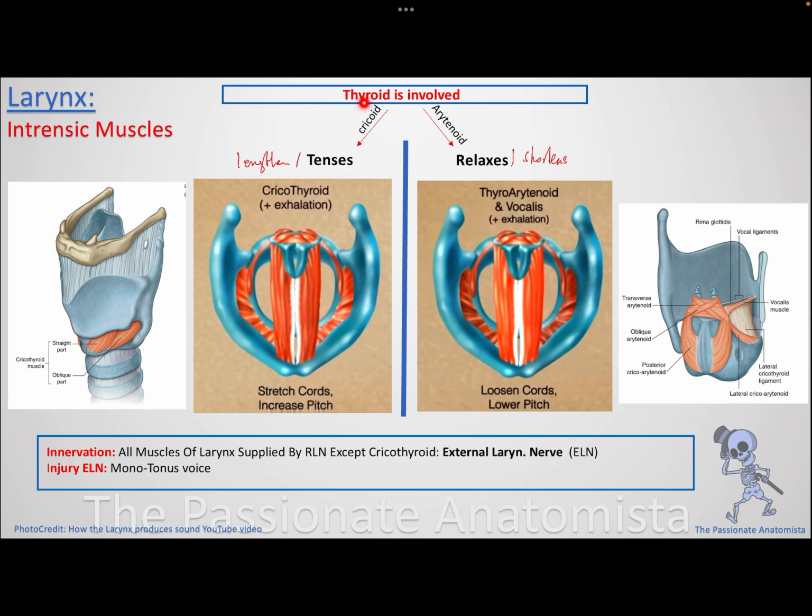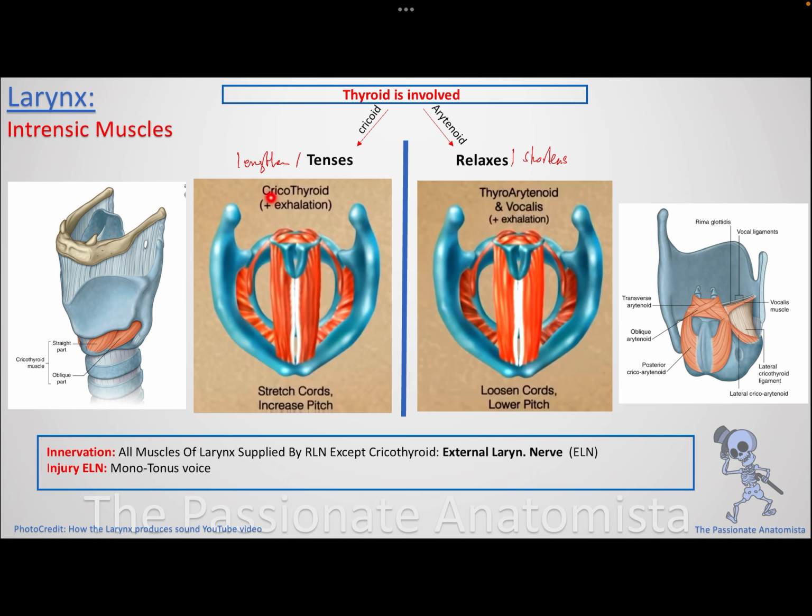Now, if I want to work on tensioning and relaxation of vocal folds, the thyroid is involved. So I'm either attaching a muscle between the thyroid and arytenoid, or attaching a muscle from the thyroid to the cricoid. So I have the cricothyroid and the thyroarytenoid.